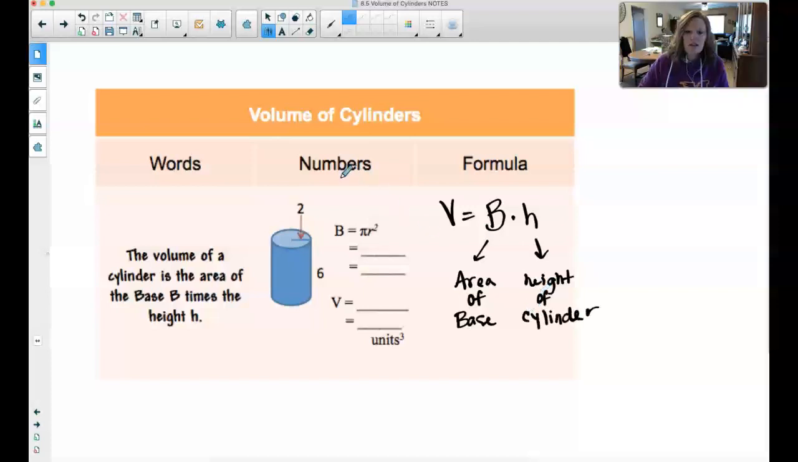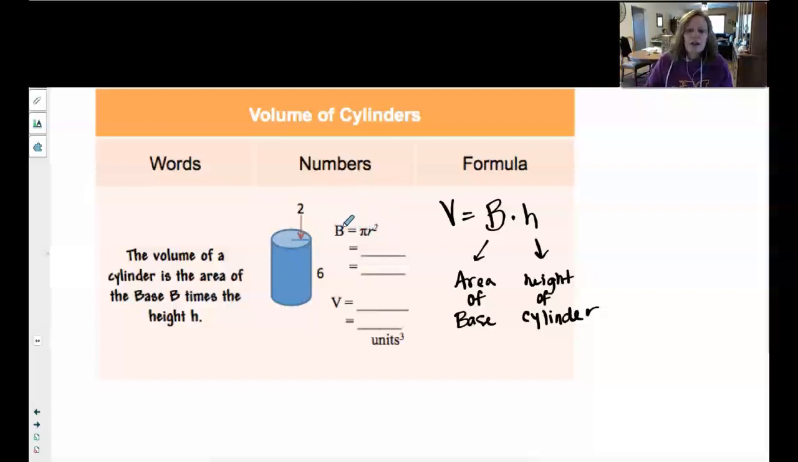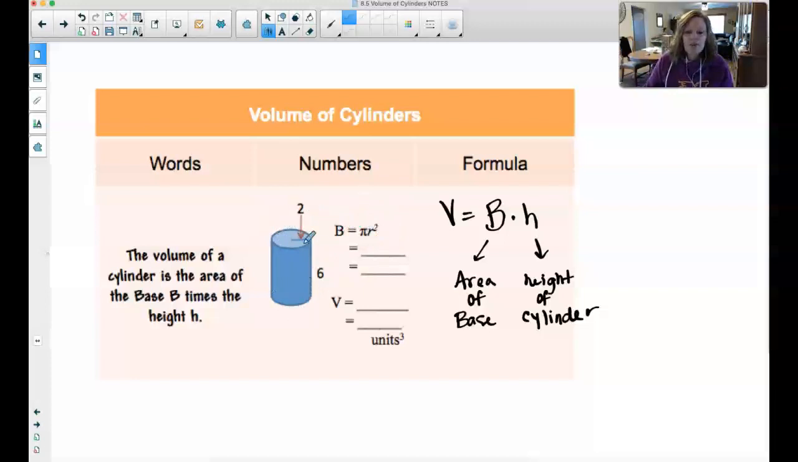Okay, so let's try this. Now you're going to want to get a calculator to help you out. So if you don't have your calculator and you want to follow along, go ahead and pause this and grab a calculator. So here's our cylinder. It has a base that's a circle, so we need to find the area of the base. Now because it's a circle, we do pi times radius squared. Remember, pi is 3.14 times radius squared. 2 squared is 4. So 3.14 times 4 is 12.56.